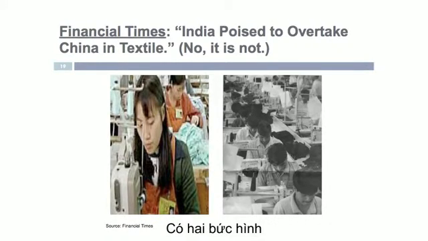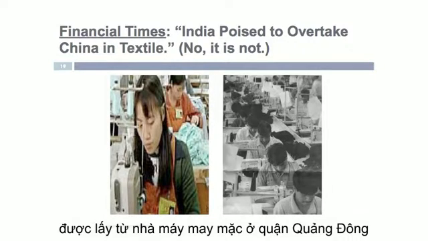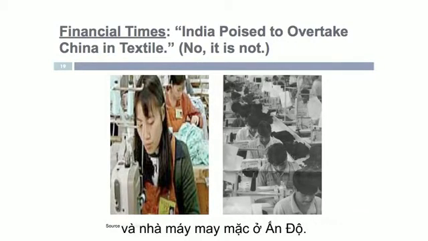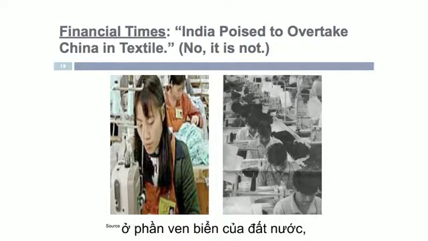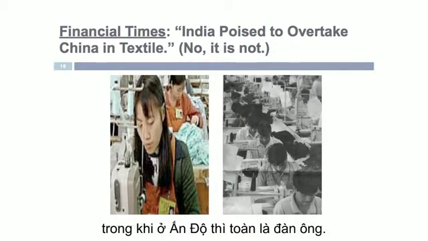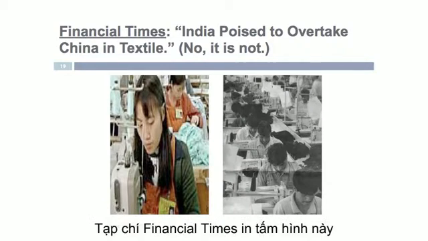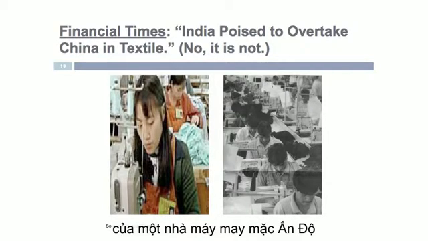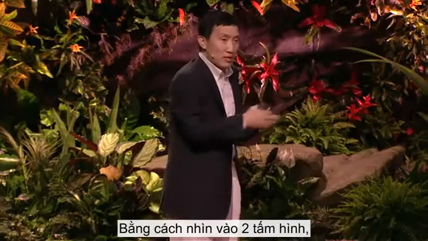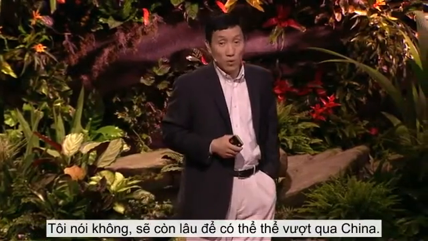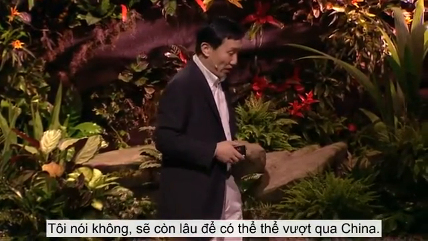These are the two pictures taken of garment factories in Guangdong province and garment factories in India. In China, it's all women. 60 to 80% of the workforce in China is women in coastal part of the country, whereas in India, it's all men. Financial Times printed this picture of Indian textile factory with the title, "India poised to overtake China in textile." By looking at these two pictures, I say, no, it won't overtake China for a while.